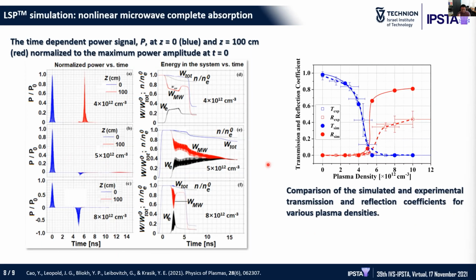If we compare the simulation and the experimental result, the solid line shows the simulation and the dashed line shows the experiment. It shows really good agreement between the simulation and the experiments.